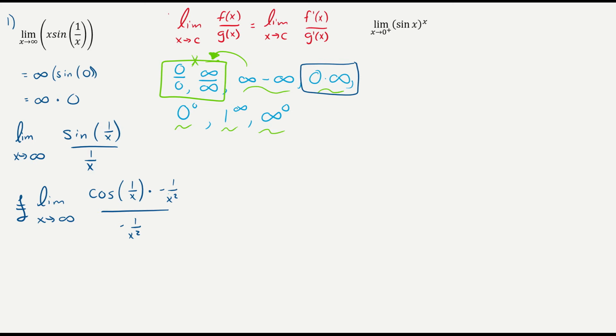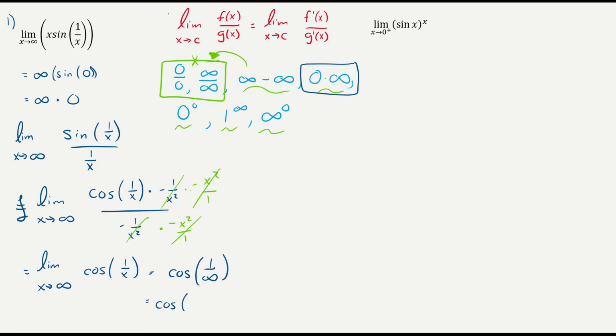Well, let's do a little algebraic simplification first. We can multiply by negative x squared, so basically multiplying by the denominator. And if I do that, I have some nice cancellation here, leaving me just the limit as x goes to infinity of cosine of 1 over x. Now if I do direct substitution, does it work? Well, you can think of it as giving cosine of 1 over infinity, which that would give 0 again, and cosine of 0 is 1. And so that's the limit.